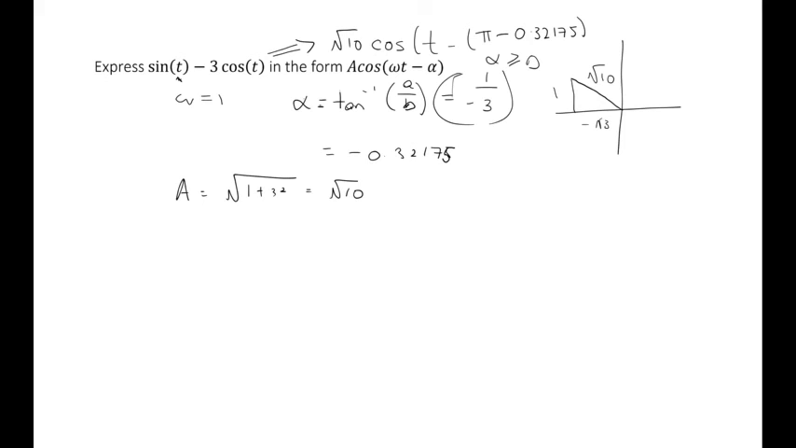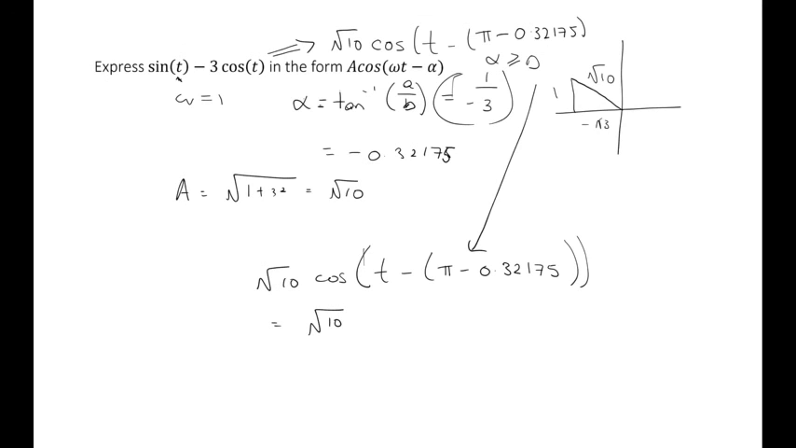Now sorry, that's a bit messy. I'll bring that down here. So we've got root 10 cos t minus pi minus 0.32175. That's just to get the right angle in the right quadrant, and that is equal to root 10 cos t minus 2.8198, which is now the right format for what the question wanted. It wanted it in the format A cos omega t minus alpha.